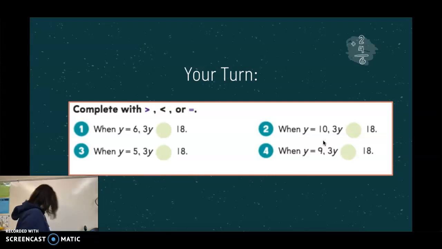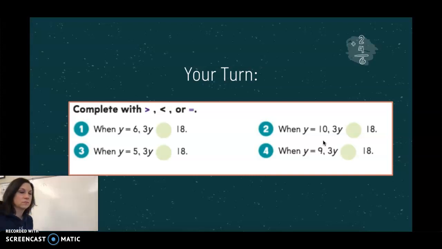Okay, welcome back. So, number 1. Can you see that? Okay, you might have to pin me. I got it way up here. Okay, so number 1. There we go. y is 6. So 3y is what? Is it less than, greater than, or equal to 18?